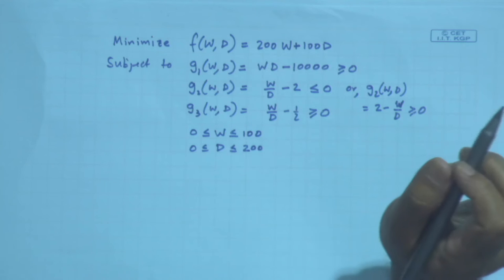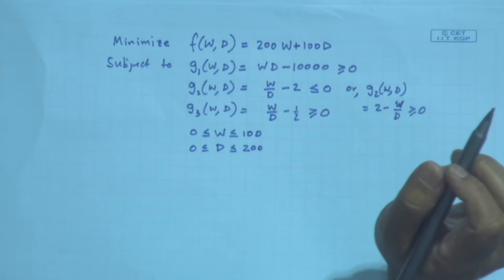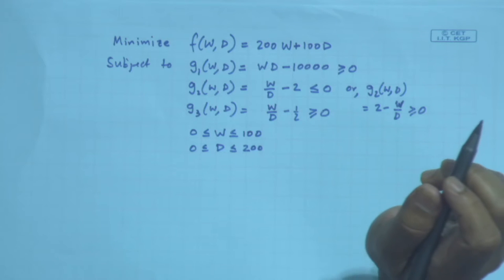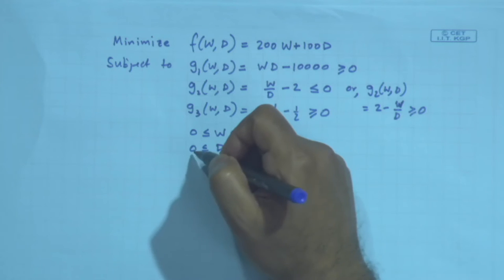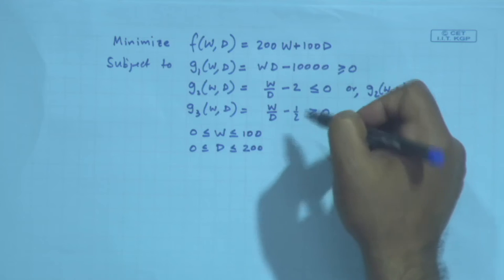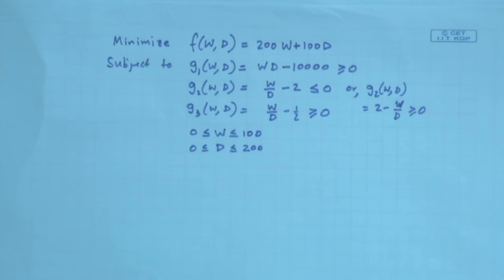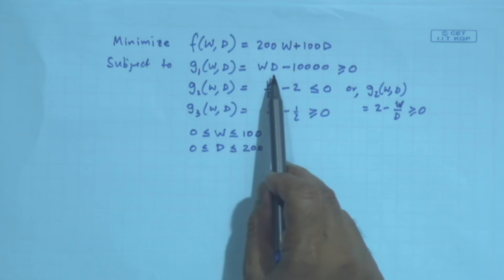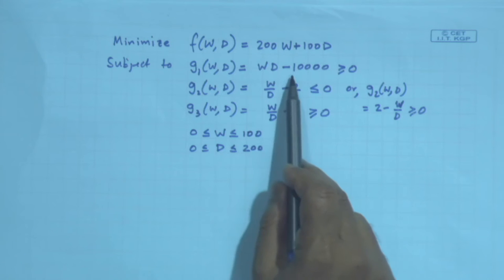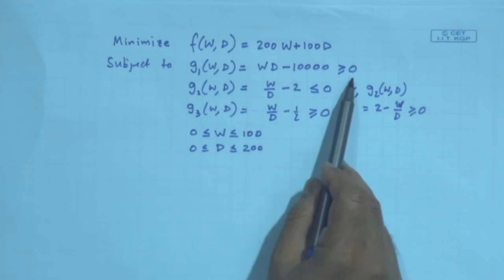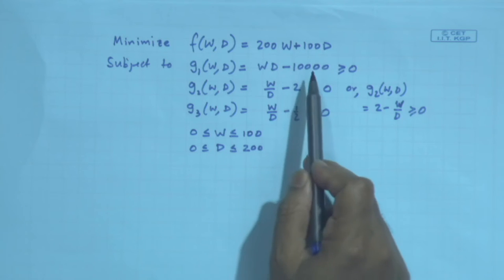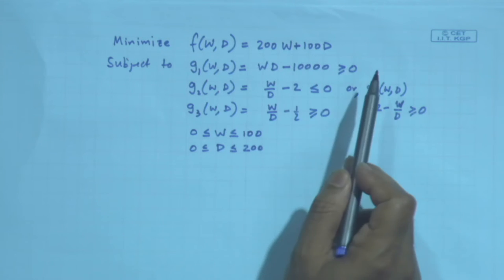D could be equal to 0, then the whole sum could be minimized. Sorry, which one are you saying? The last two constraints. Yeah, it can be 0, but then the constraints will not be satisfied. So take w equal to 0, d equal to 0, and put it in the first constraint. So then you have 0 here, and minus 10,000 can never be greater than or equal to 0. So that value of w equal to 0, d equal to 0 is not a feasible solution. So it cannot be an optimum solution.